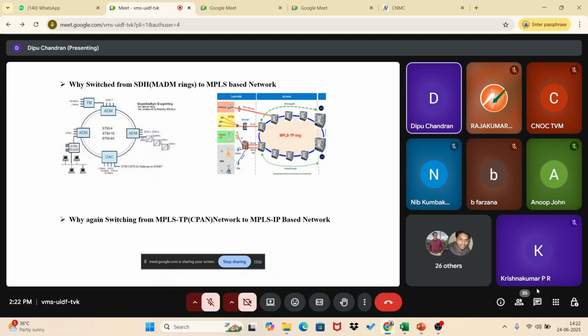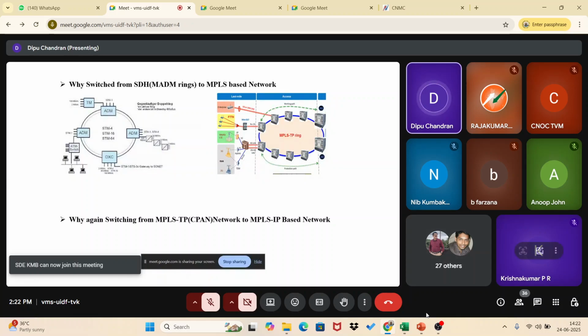SDH is a very much proven technology, and so many things are there. But why did we migrate from SDH to MPLS or any Ethernet based network? That was the initial changeover. Even BSNL procured an STM64 ring. An STM64 ring means a 10G ring with MADM or ADM capabilities. Then why shift to CPAN?